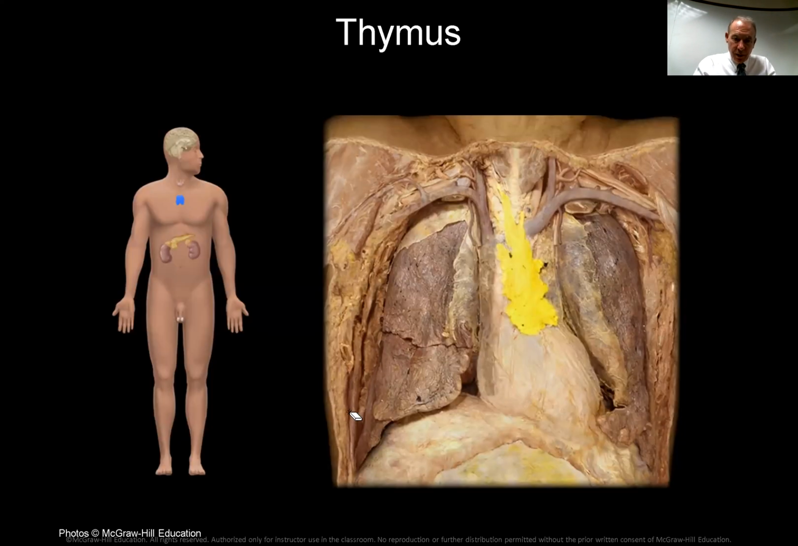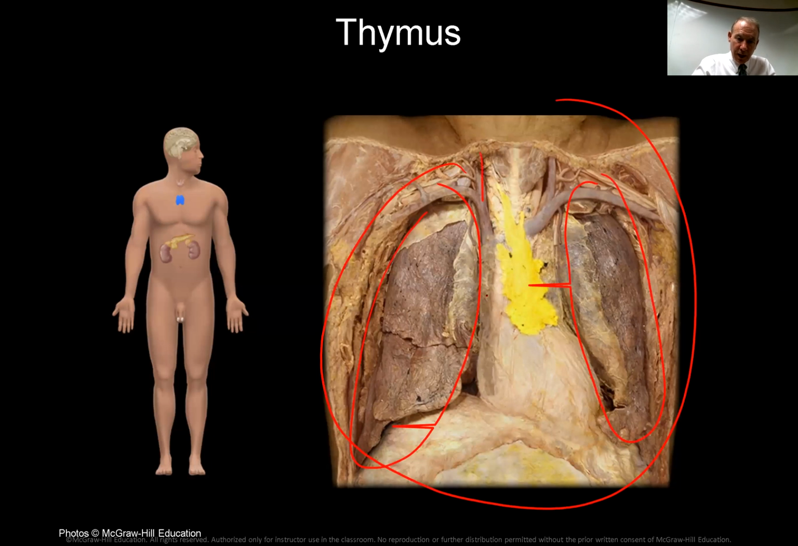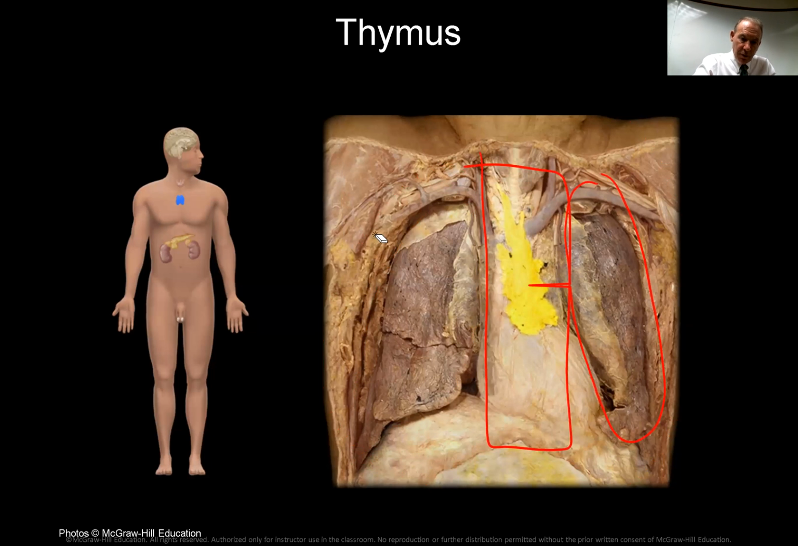So this is the thoracic cavity. This is the right pleural cavity. This is the left pleural cavity, and this space in between, I'll get rid of the other stuff, is the mediastinum. Obviously, we can see the heart in the mediastinum.